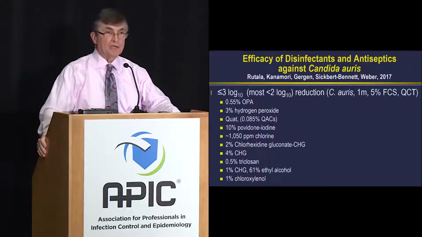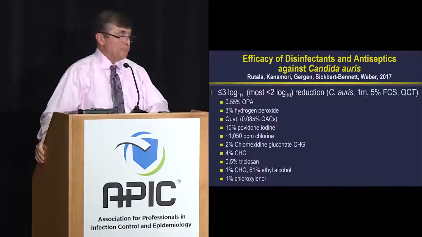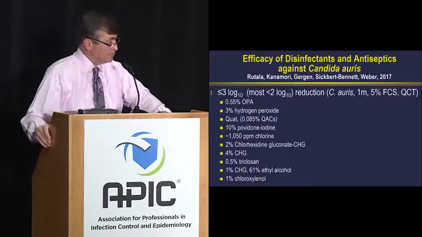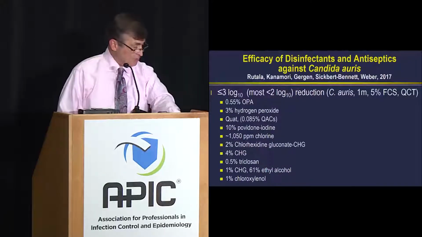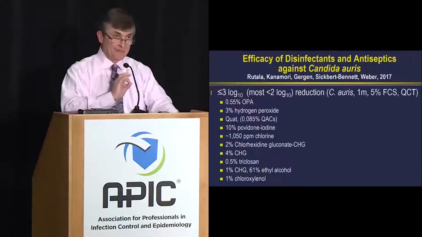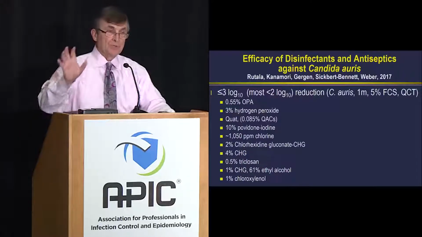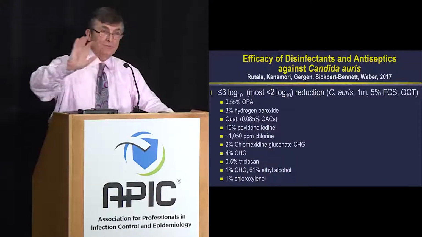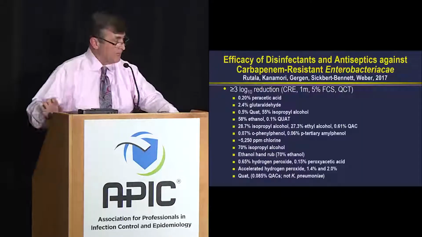We see 2% chlorhexidine gluconate, 4% chlorhexidine gluconate. We see 0.5% triclosan, 1% CHG with alcohol, and then 1% chloroxylenol. So some products did not, some products did. And of course, many of the products that did are the products that we commonly use, to include ethanol hand rubs, to include alcohol quats, to include, of course, other products as well.